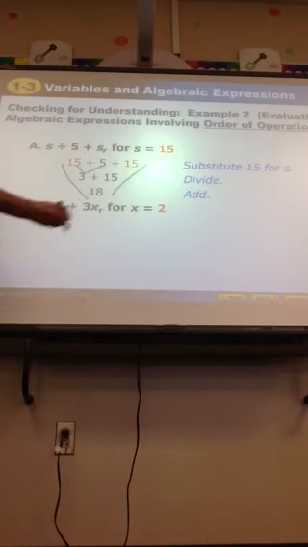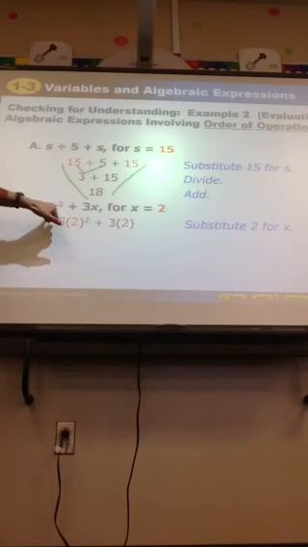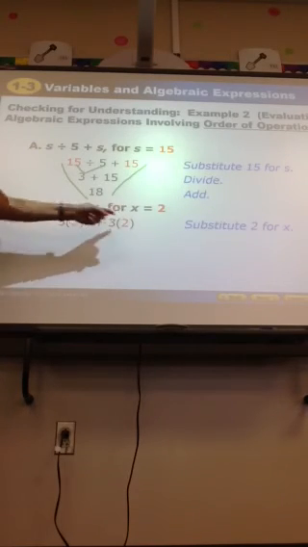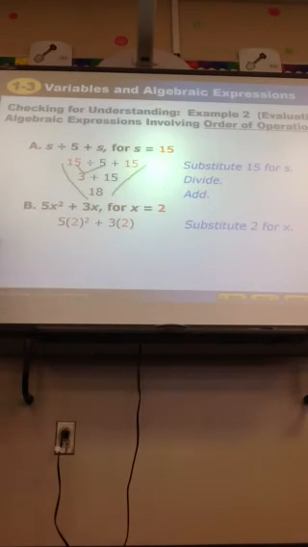Second one, we're going to substitute in 2 for x. Now, this says we're going to square the x, so you've got to have the 2 in parentheses when you substitute in the 2, because we're squaring the 2, and then we're going to multiply it by 5 by order of operations. And we also put a 2 in and multiply it times 3. There we need parentheses, so we know to multiply, or a dot.